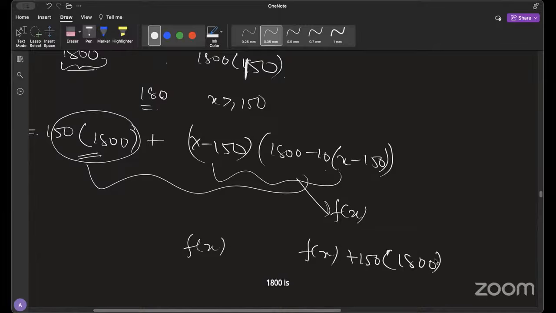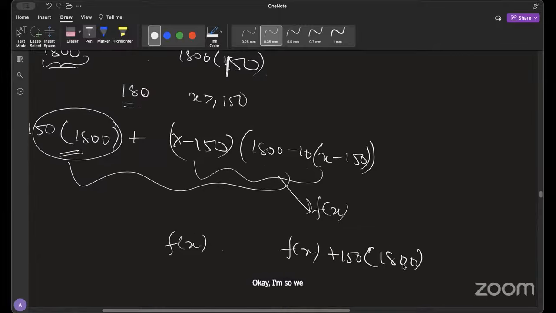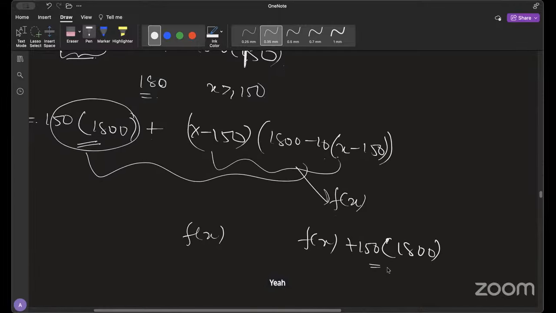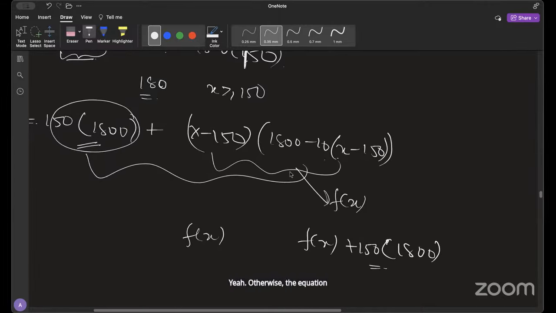1800 is the same thing. Okay, ma'am. So we are eliminating 150 into 1800 because it's a constant. Yeah. Otherwise, the equation will become a little complicated. That's why I just solve for this.